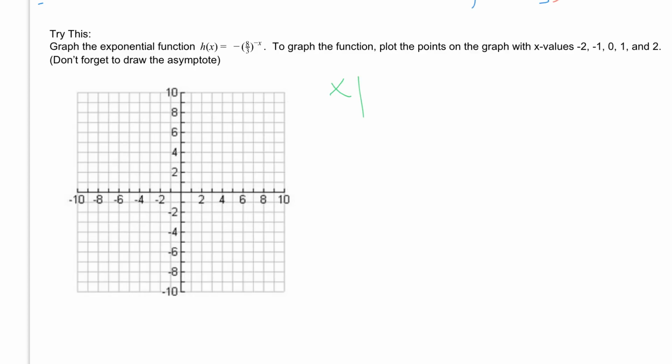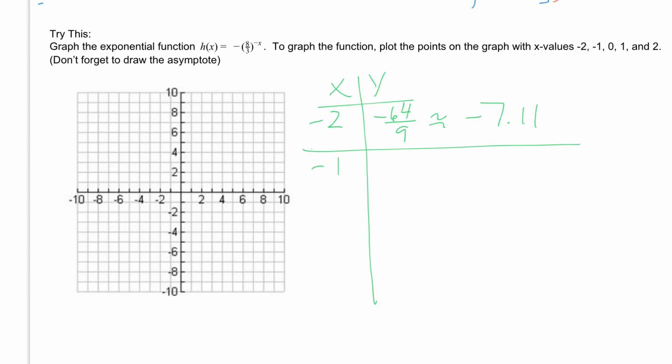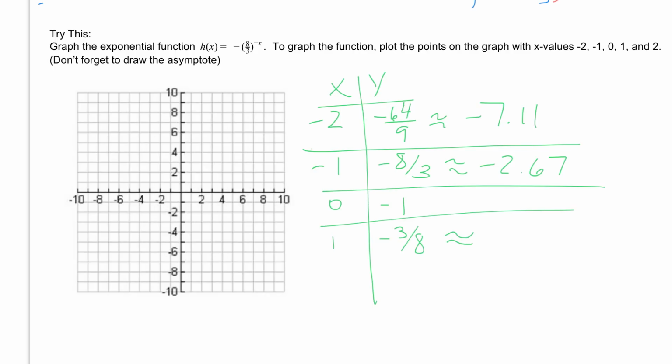If you did try this correctly, let me fill out the table for you so you know exactly what you're doing. With negative 2, you should have gotten negative 64 over 9, which is approximately negative 7.11. For negative 1, you should have had negative 8 over 3, which was approximately negative 2.67. When you plugged in 0, you should have gotten negative 1. When you plugged in 1, you should have gotten negative 3 over 8.